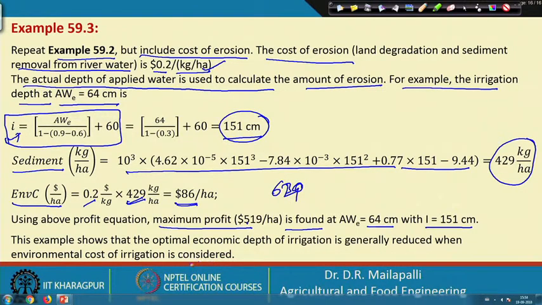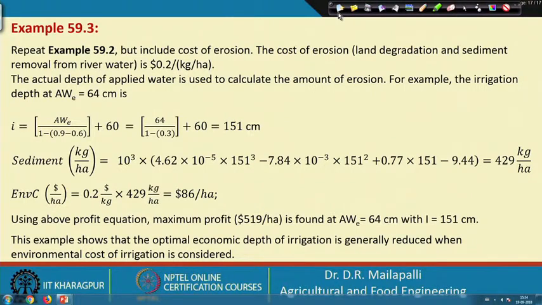This example shows that the optimal economic depth of irrigation is generally reduced when the environmental cost of irrigation is considered. So, if you are considering the environmental cost, the irrigation depth is going to reduce, 151 there, whereas it is 171 something like that.